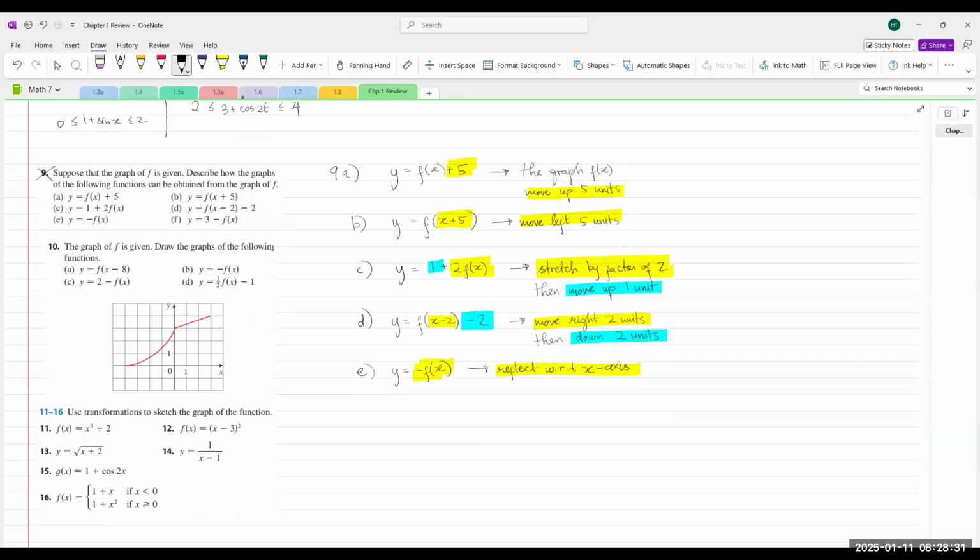Okay, and then part F, what is y equals 3 minus f of x? Now, we can see this as 3 plus negative f of x, right? Or maybe we write that as negative f of x plus 3, right? Is it better? Now we can see, first we reflect the graph with respect to the x-axis. That's what we do first. And then we move up 3 units.